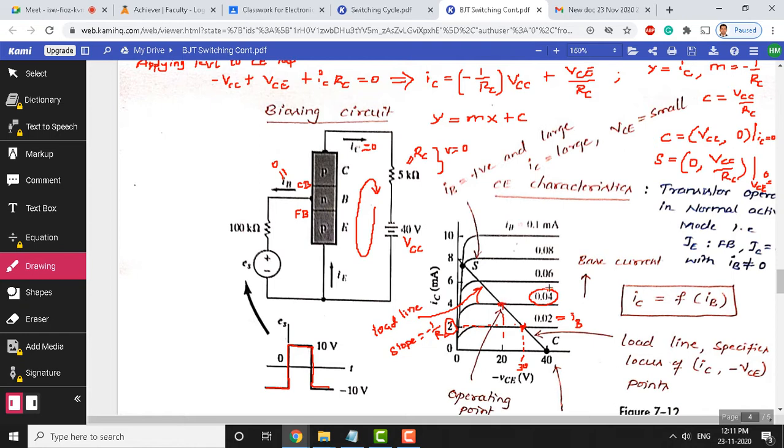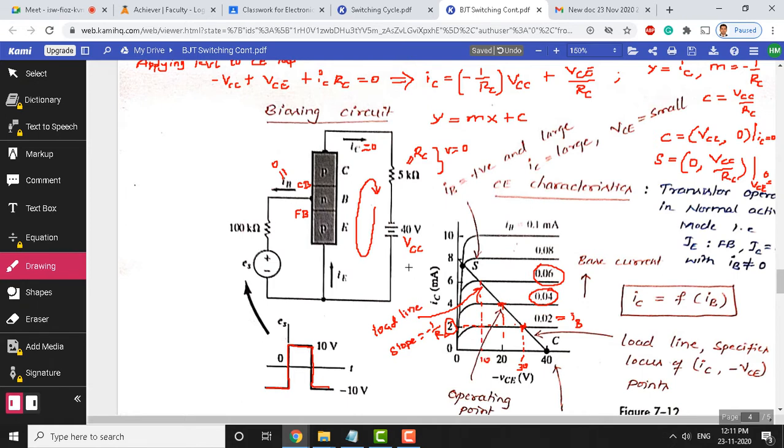As we have seen here, for 0.04 milliampere of base current, the collector current is 4 milliampere and collector emitter voltage is 20. Similarly, if you move to the higher value of base current, 0.06 milliampere, collector current is 6 milliampere, and collector emitter voltage is approximately equal to 10 volts. You can see if you bring this line vertically downwards, it is 10 volts.